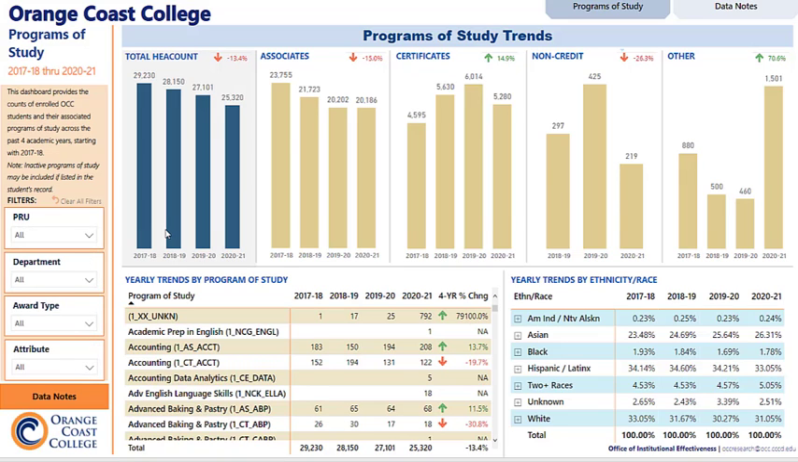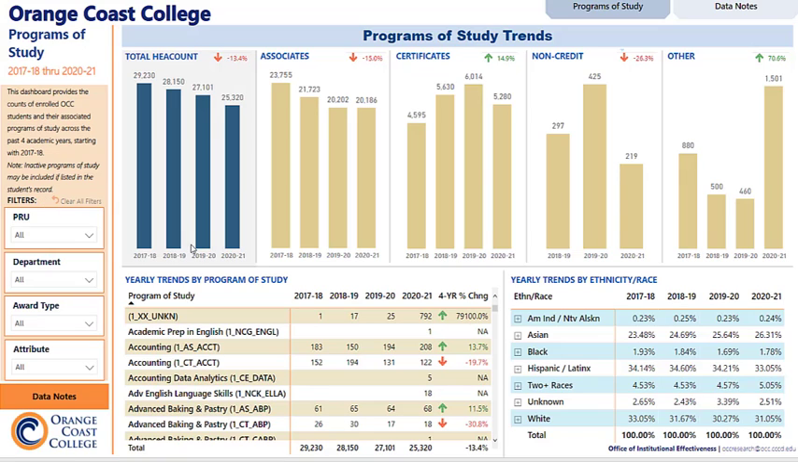It is also worth noting that award type is based on associate degree seeking students, certificate students, non-credit students, and other. Other students would be those students that do not have a clear set plan of action for their field of study or degree. They could also be casual students that are coming through our college to take a few classes towards another fulfillment of their educational path or goal. It is also worth noting that inactive programs of study may be included if listed in the student's record.